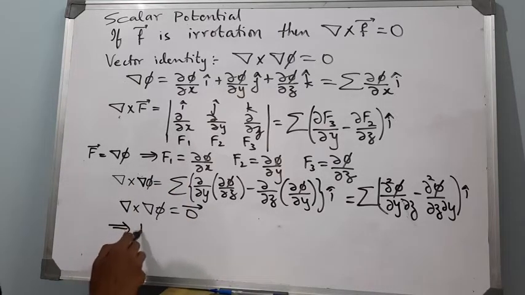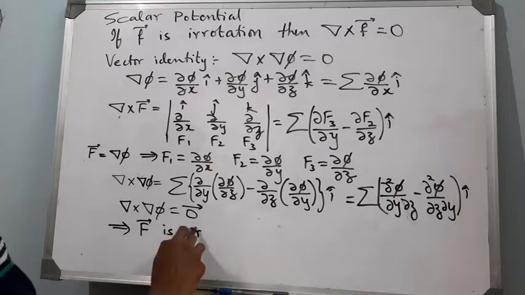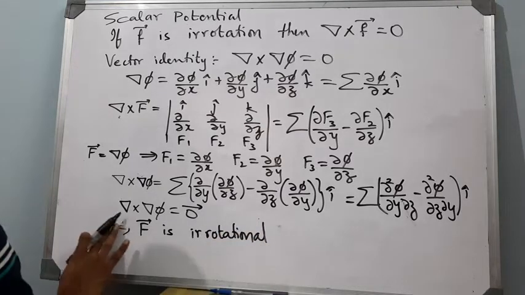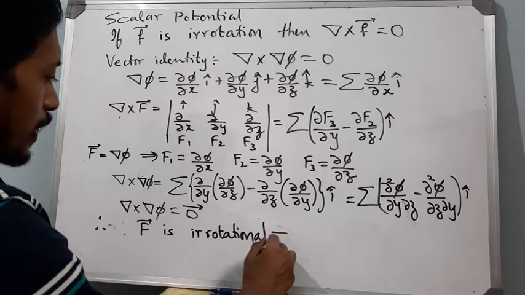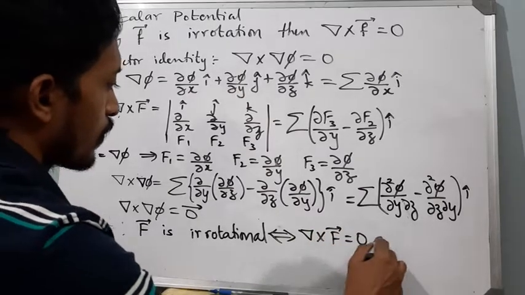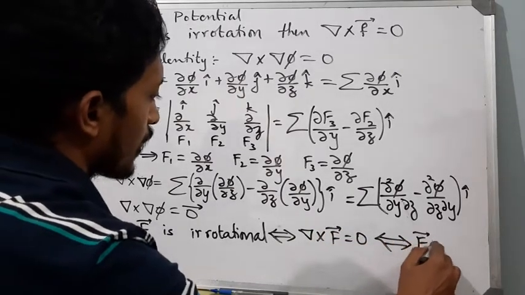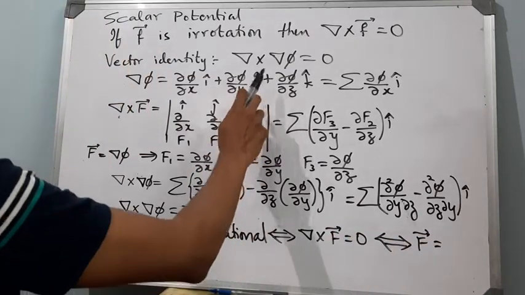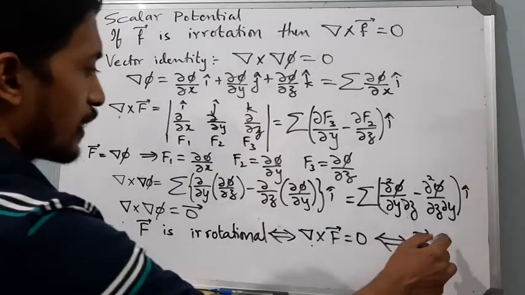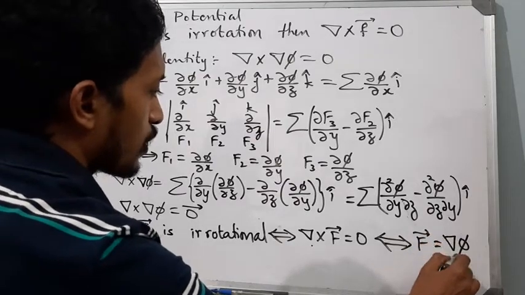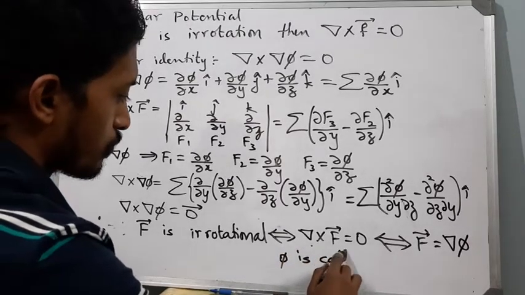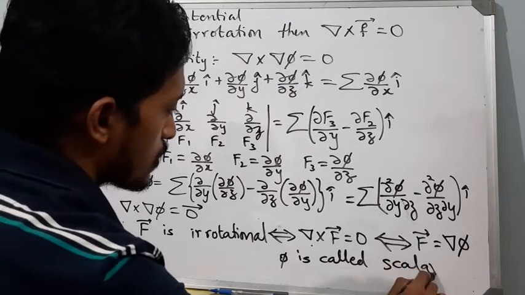This means F is irrotational implies curl of F is zero, which further implies, because curl of gradient is always zero, that when we have curl of a vector equal to zero, then F is the gradient of some scalar potential. This phi is called scalar potential.